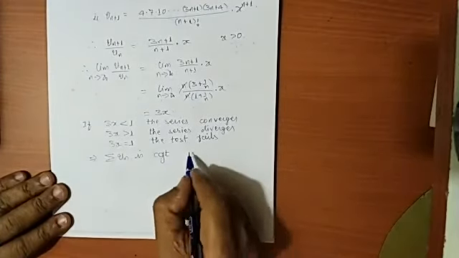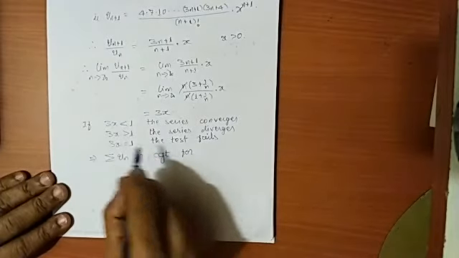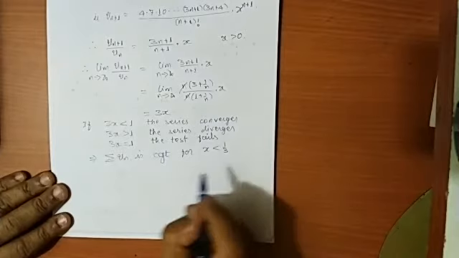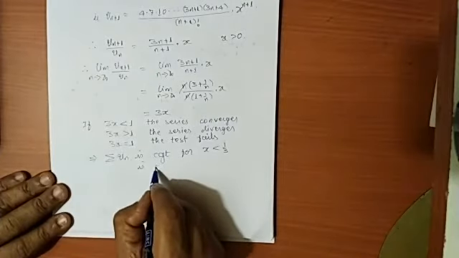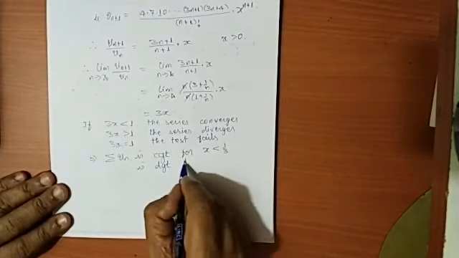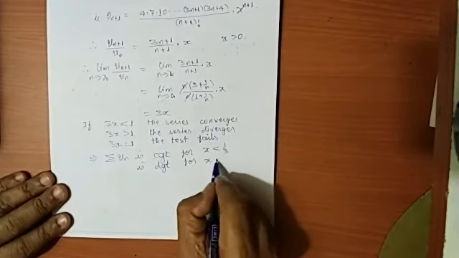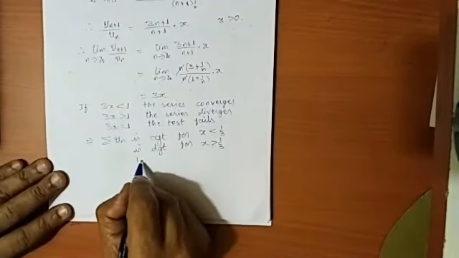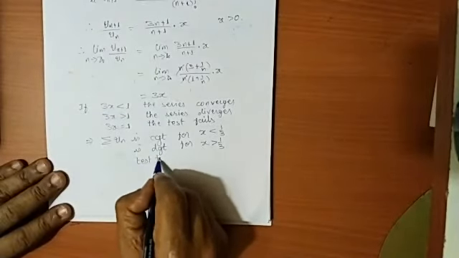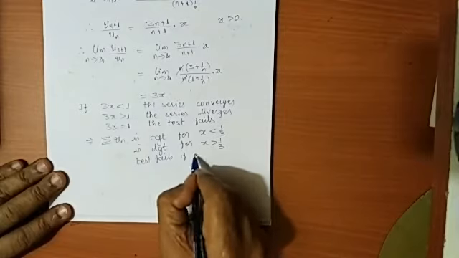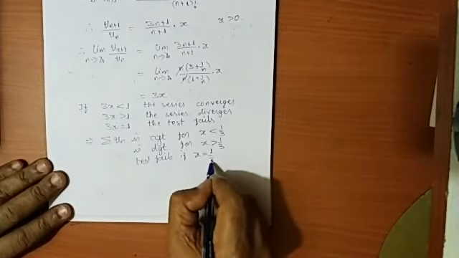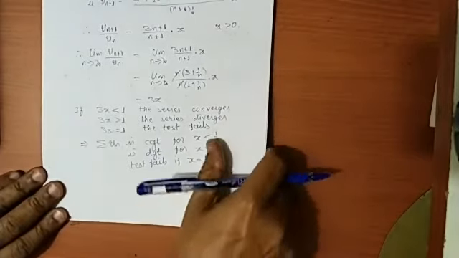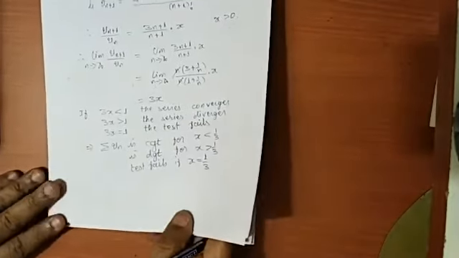I write CGT, convergent, for 3x less than 1, which means what? x less than 1 by 3. It is divergent. I write DGT for x greater than 1 by 3, then the test fails if x is equal to 1 by 3. So this is the solution of the second infinite series.